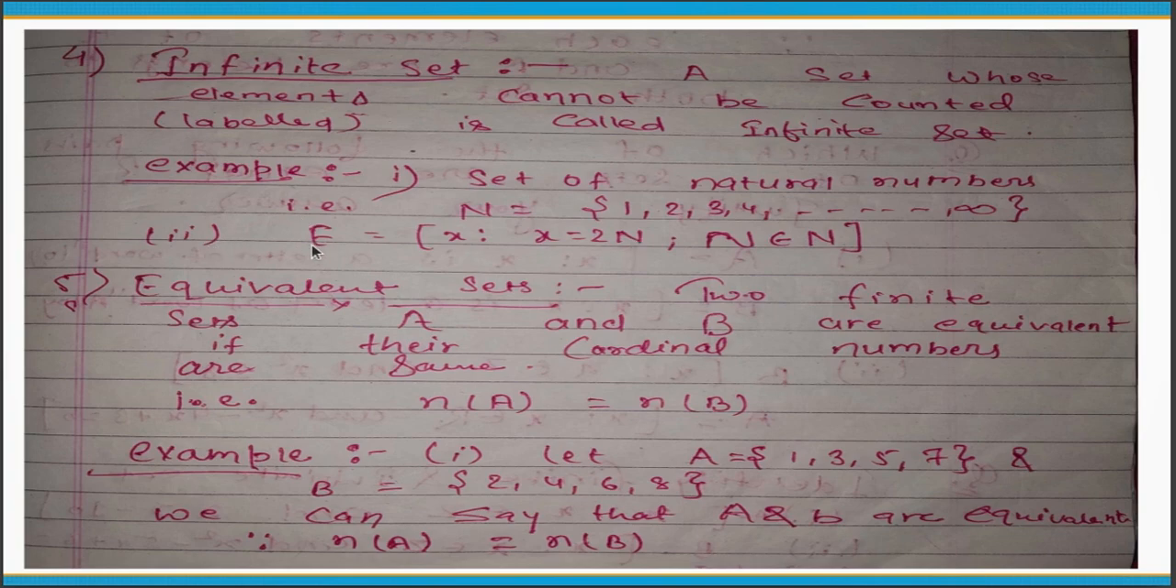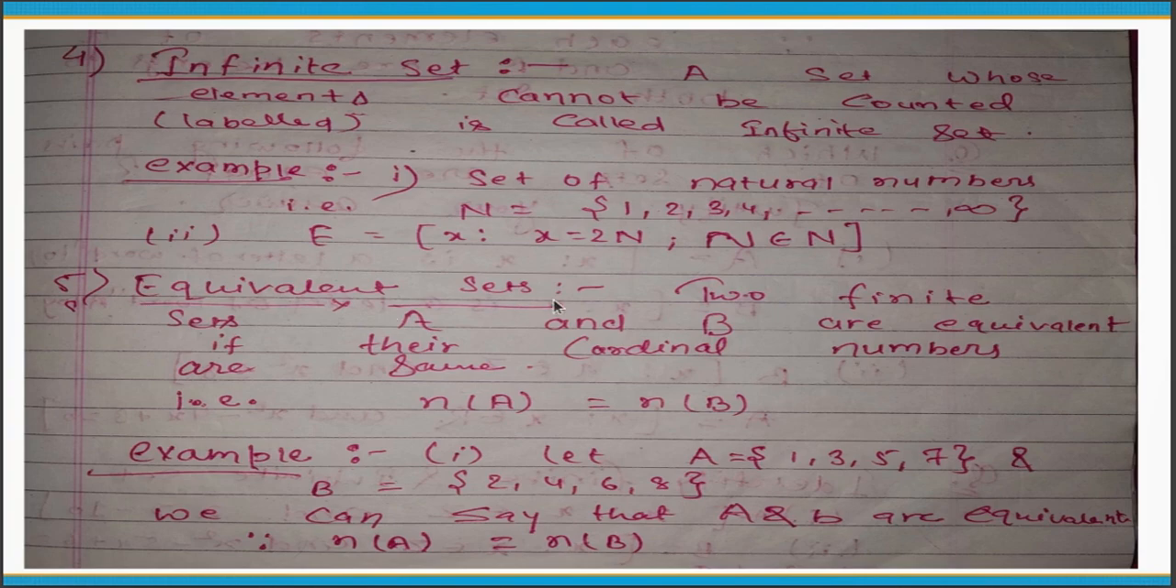And the second example: the set of even numbers. E equals {x such that x equals 2n, where n belongs to the natural numbers}. Yes: 2, 4, 6, 8, 10, 12, 14, 16, 18, and so on up to infinity. That is not countable.